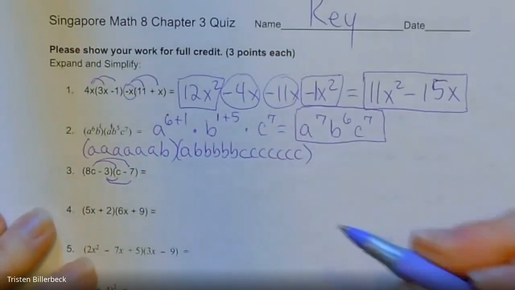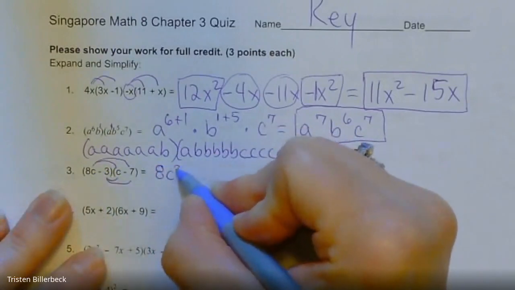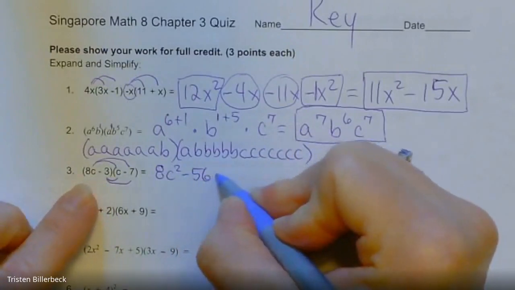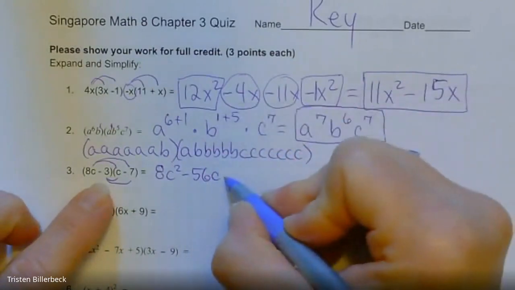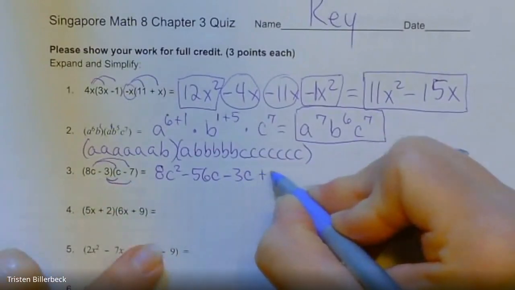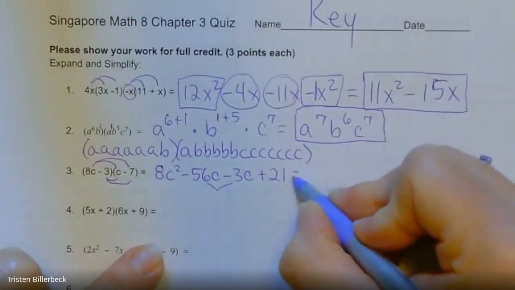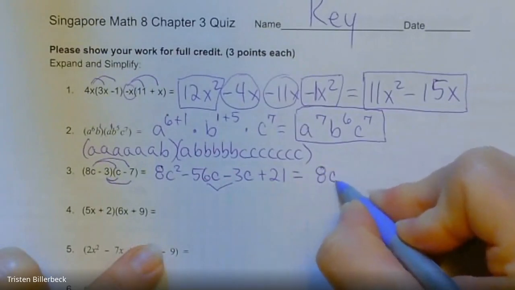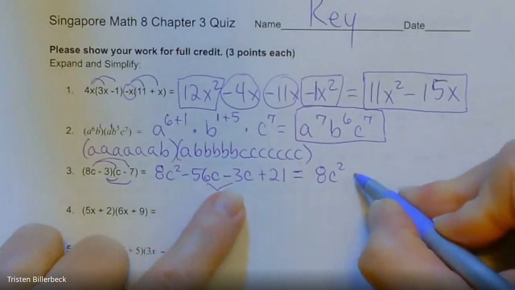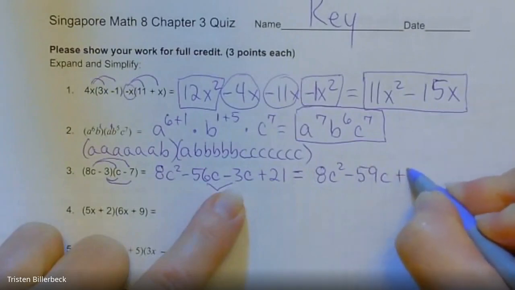So on this one, we can do our FOIL, first, outer, inner, last, or you can do the box. So this is 8c squared, and 8c times negative 7 is negative 56c. Negative 3 times c is negative 3c, and negative 3 times negative 7 is a positive 21. Well, these two are like terms, so they need to be combined. So we have 8c squared, and then minus 56 minus 3 is negative 59c plus 21.